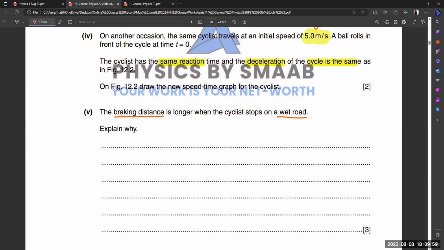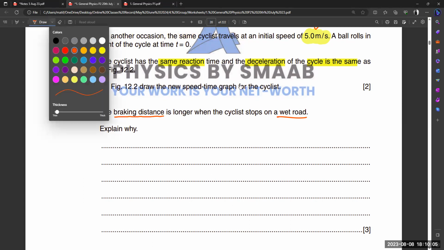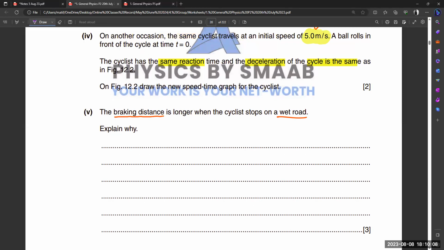So first of all, we know that on a wet road, what was the first concept related to force that comes into your mind? That is related to the friction, right? Yes, reduced friction. Or we can say that friction will be negligible. It is almost zero, but not completely zero. So first of all, you need to explain about friction. There will be less friction.